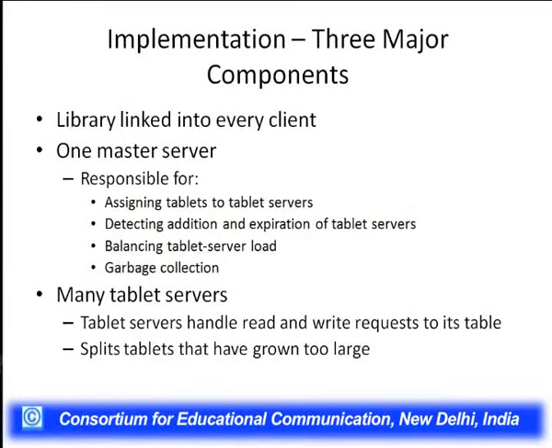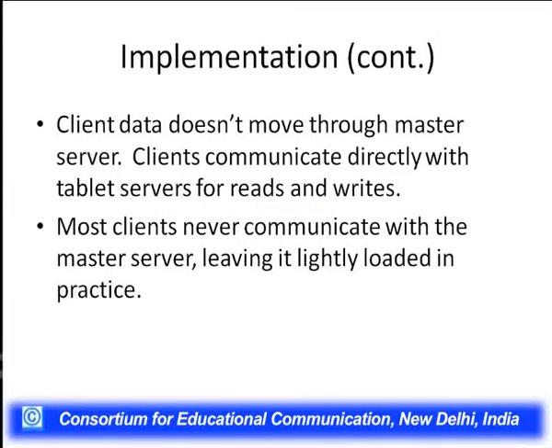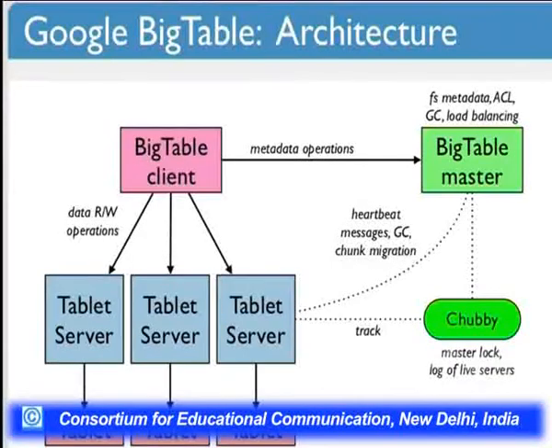The three major components of Bigtable are, first, a library which is linked to every client. Then we have a master server, which is responsible for assigning tablets to the tablet servers and for garbage collection. And then we have different tablet servers, which handle all the read and write requests and split the data if the tablet size increases. This is the whole architecture of Bigtable, how a typical Bigtable looks.